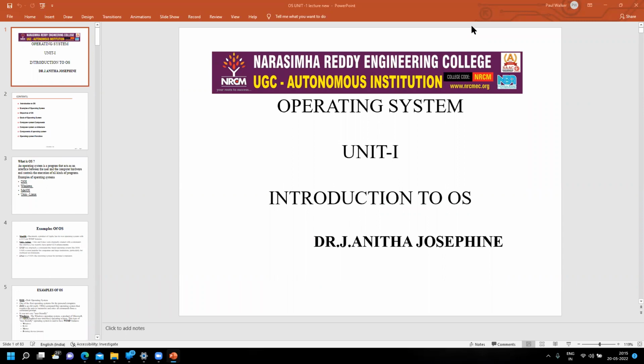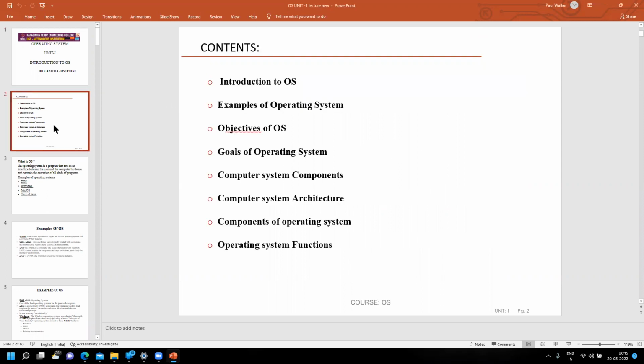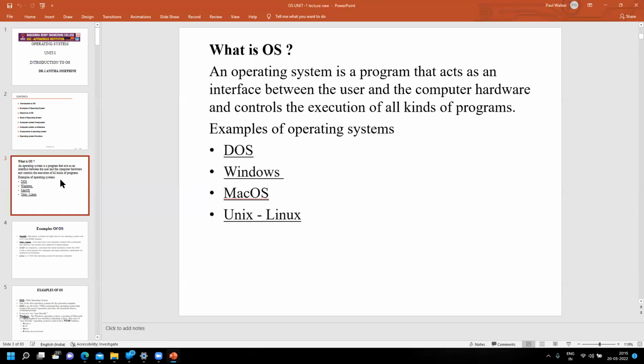In this class, we are going to discuss the operating system basic concepts. These are all the contents we are going to discuss now. First, we are going to discuss the introduction of operating system, examples of operating system, objectives of operating system, goals of the operating system, computer system components, computer system architecture, components of operating system, and operating system functions. First of all, what is an operating system?